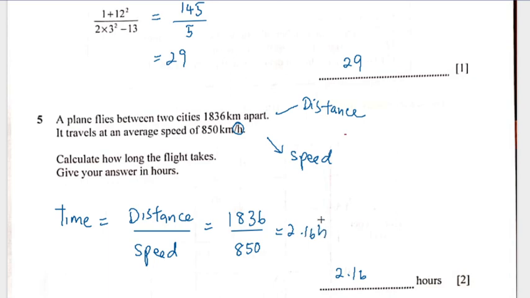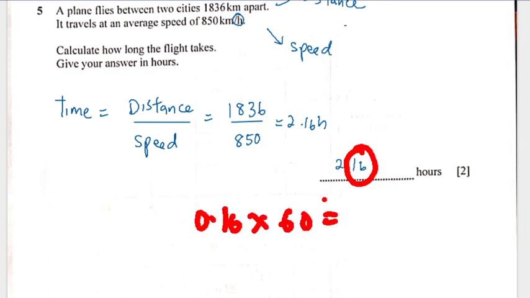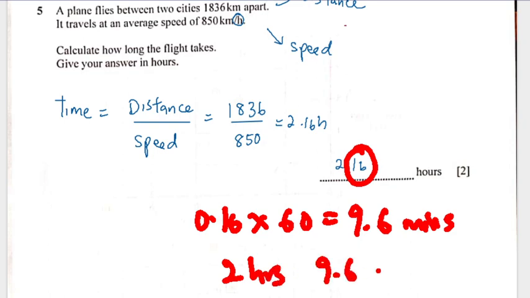So 1836 divided by 850 gives 2.16. Let's say the question asks you to write your answer in hours and minutes. Then you must convert this 0.16 to minutes. 0.16 times 60 equals 9.6 minutes. Therefore the answer is 2 hours 9.6 minutes.